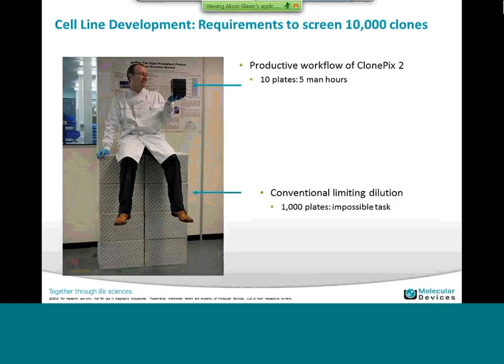So what are the bottlenecks in typical cell line development? Conventional limiting dilution is cumbersome and is something I wish to never have to do in the lab again. Looking at the boxes of microtiter plates this man is sitting on, to screen 10,000 clones would be near impossible. Even a typical limiting dilution experiment requires significant incubator space, ELISA reagents, and the resources of your lab staff.